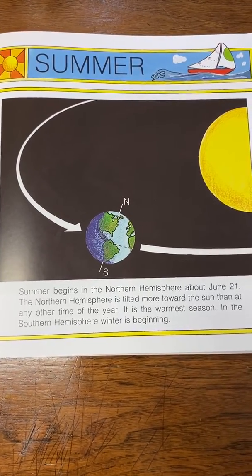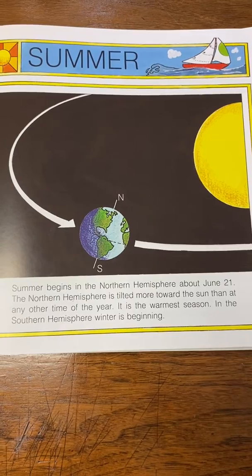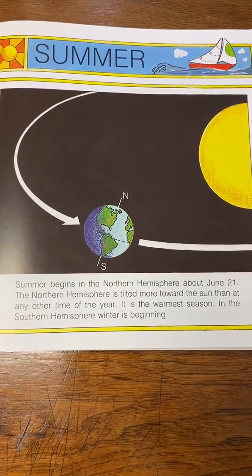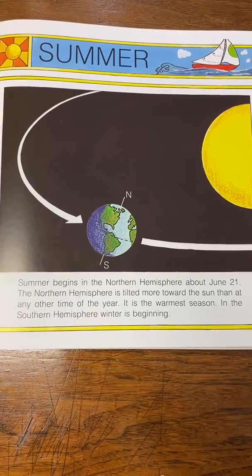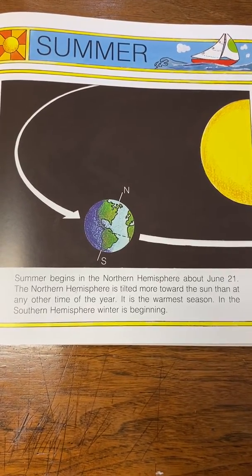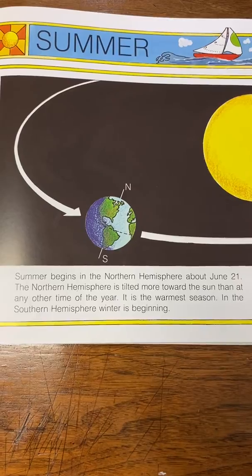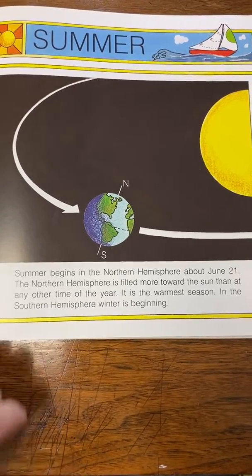Summer. Summer begins in the northern hemisphere about June 21st. The northern hemisphere is tilted more toward the sun than at any other time of the year. It is the warmest season. In the southern hemisphere, winter is beginning.